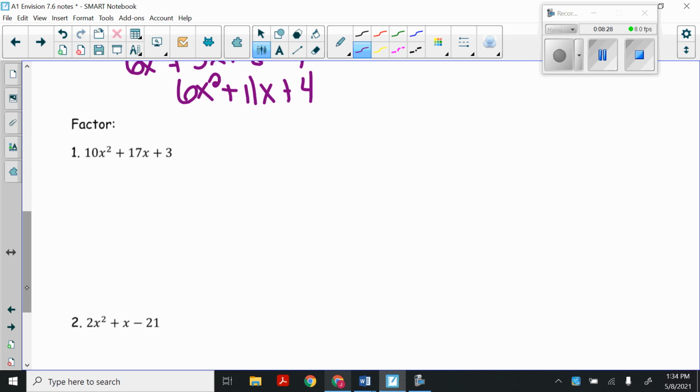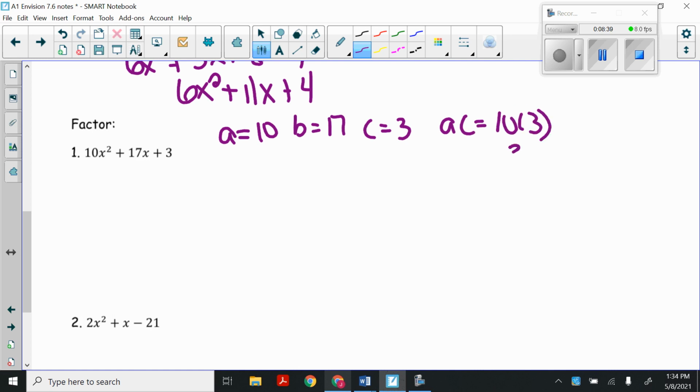So number 1, 10x squared plus 17x plus 3. So first identify A is 10, B is 17, and C is 3. So now we're looking at AC. AC is 10 times 3, which is 30. We want our factors of 30, and we want the sum of them. I know 6 times 5 gets me 30. If I add 6 plus 5, I get 11. I'm looking to get 17.